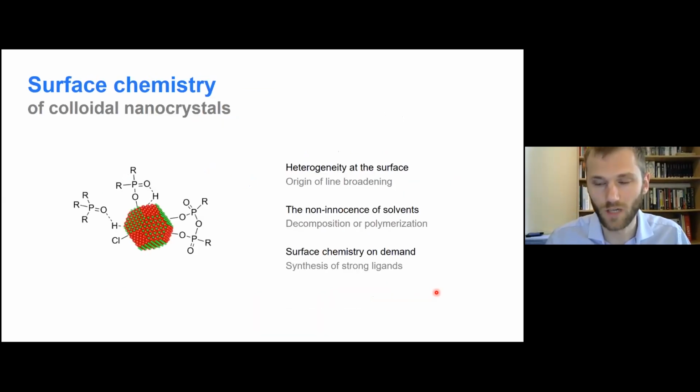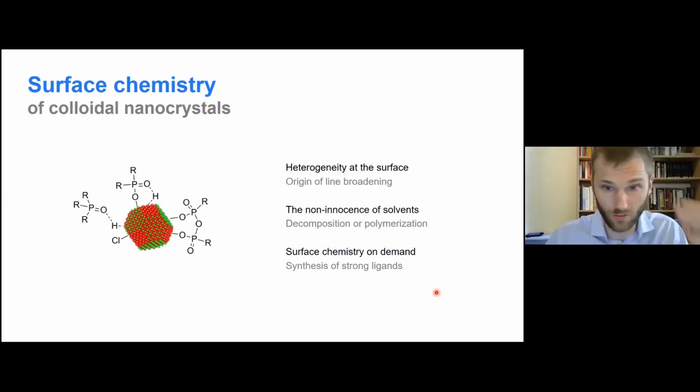Okay, that was part 2. So solvents are non-innocent, and octadecene is polymerizing, TOPO is decomposing, and both phenomena are actually leading to contamination of your final product. Now we're going to go to surface chemistry on demand, where we will make our own ligands. This was inspired by trying to find a ligand that binds really well to the surface, to design the ideal ligand.